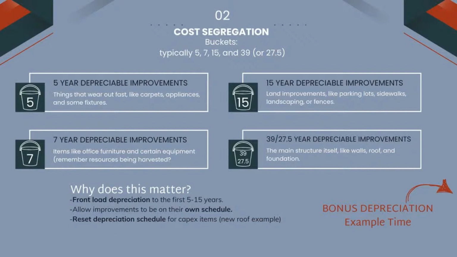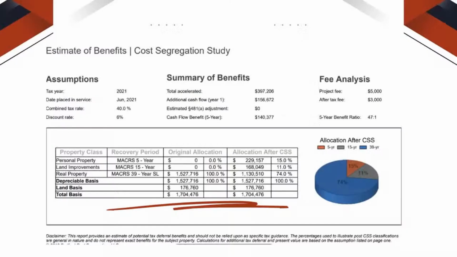Okay? Again, why does this matter? Front-loaded depreciation, we allow improvements to be on their own schedule, so we could then, like I said, replace them if we wanted to, and we set the depreciation schedule for these CapEx items when, for example, we have a new roof. So here's an example of one from a few years ago. I think I removed any important details. This was a fast food building that my client was looking at.